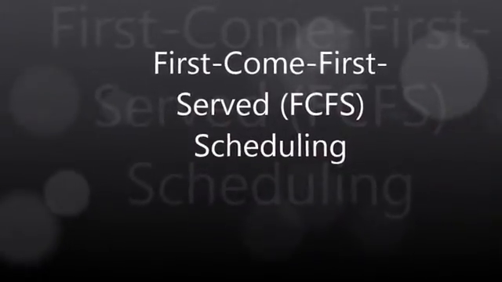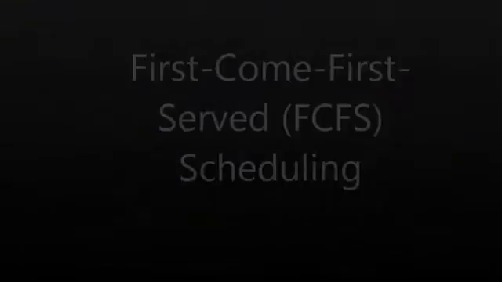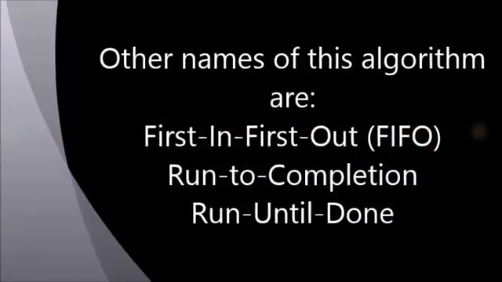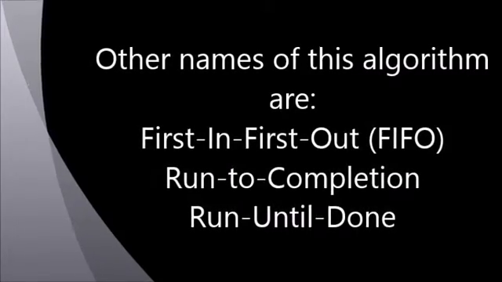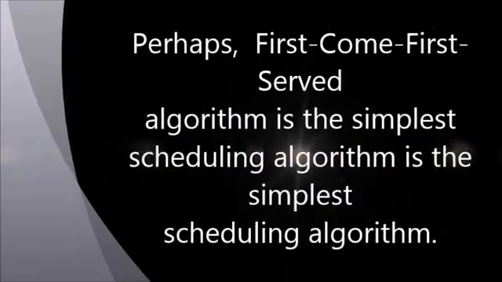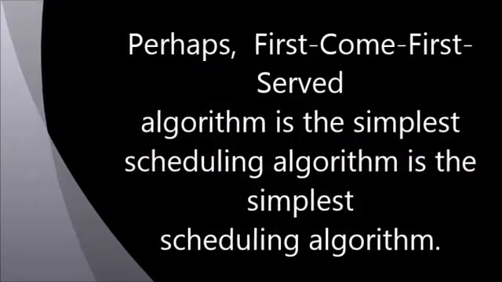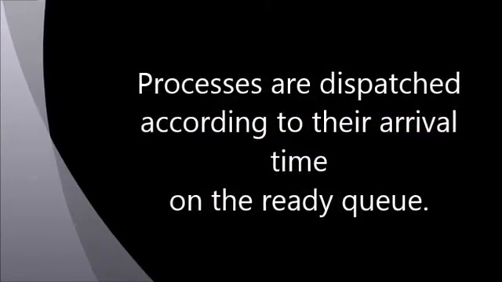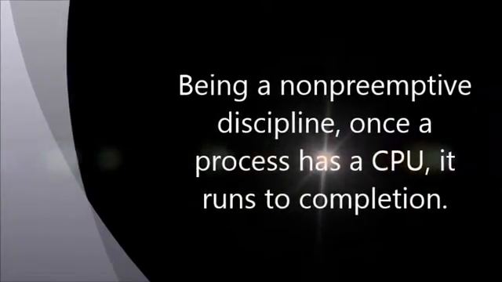First come, first served scheduling. Other names of this algorithm are first in, first out, run to completion, run until done. Perhaps first come, first served is the simplest scheduling algorithm. Processes are dispatched according to their arrival time on the ready queue.